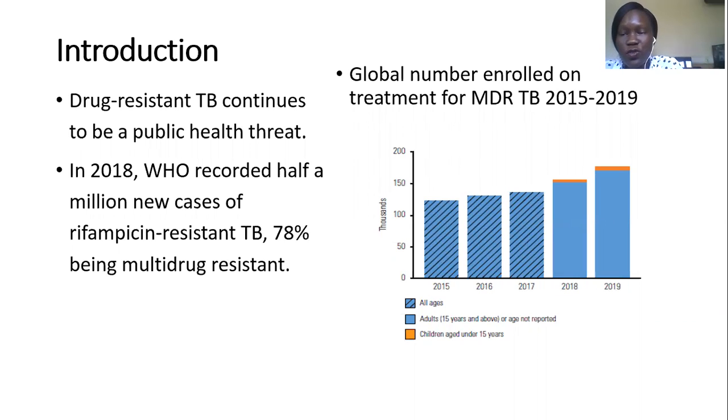Drug-resistant TB continues to be a public health threat. In 2018, WHO recorded 500,000 new cases of rifampicin-resistant TB, and out of these, 78% were multi-drug resistant. WHO also demonstrates that globally, the number of individuals seeking treatment for MDR TB between 2015 and 2019 shows an incremental graph, as seen here in this slide.